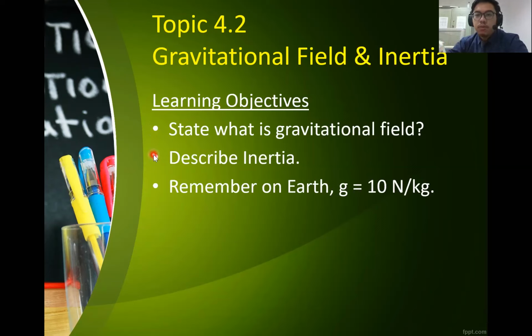Then we looked at inertia. What is inertia? Inertia is basically the resistance, or how hard it is to move an object from a resting position to a moving position, or the opposite, from a moving position to a resting position, or when you are changing direction. If an object has a large inertia, that's very hard to move or very hard to stop. If an object has a small inertia, that is easy to move and easy to stop. And also finally, we talked about g on Earth, the gravitational field strength on Earth, and that is 10 newtons per kilogram.